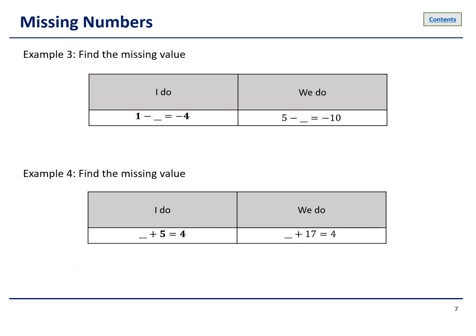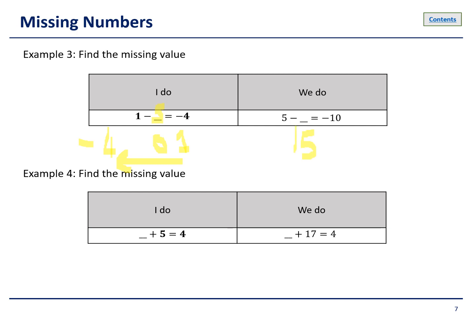Okay, example 3. This time it's a +1, and it's asking me to subtract a number to get to -4. So I'm just above 0 with my starting point of 1. I'm subtracting, so that means I'm going to be going to the left. I need to get to -4 over here. To do that, 1, 2, 3, 4, 5. So my missing value is +5. Okay, pause the video and have a go at the we do, please.